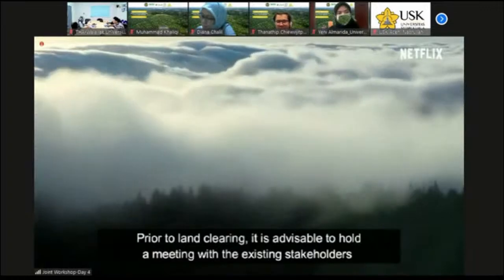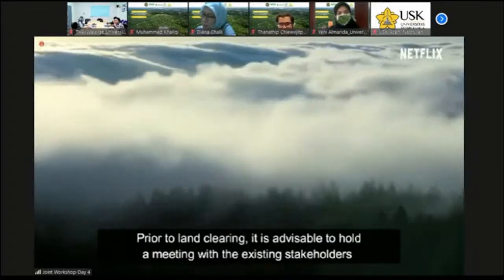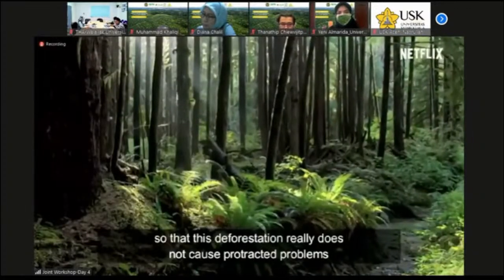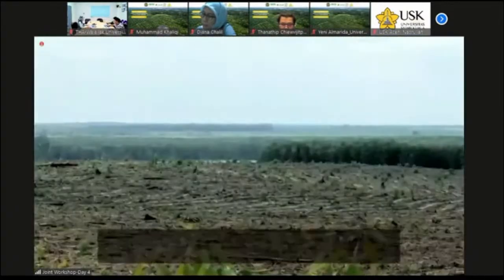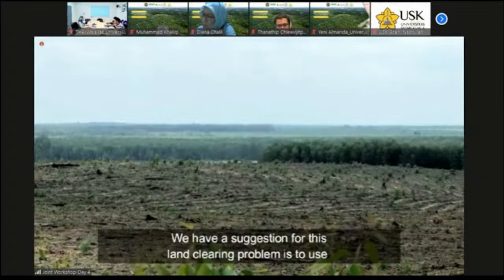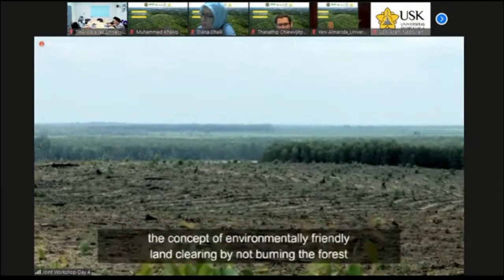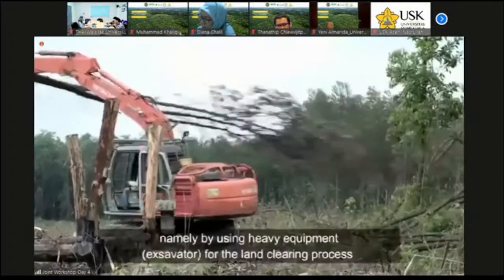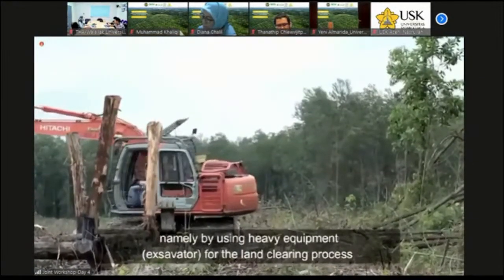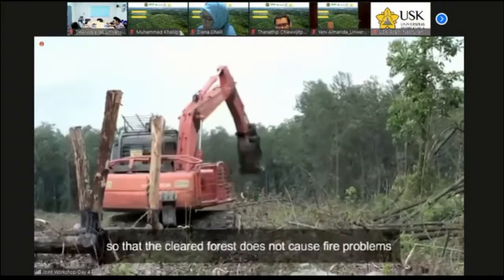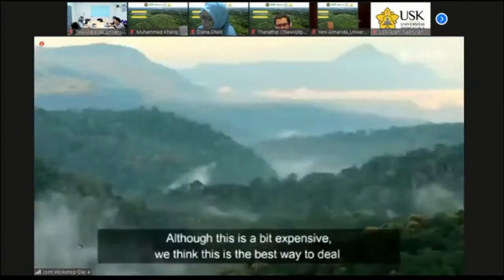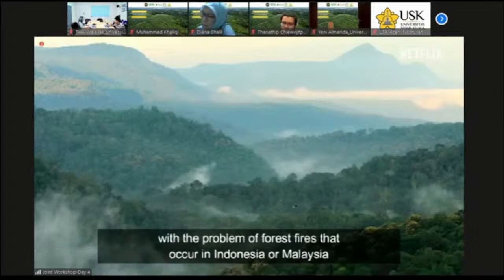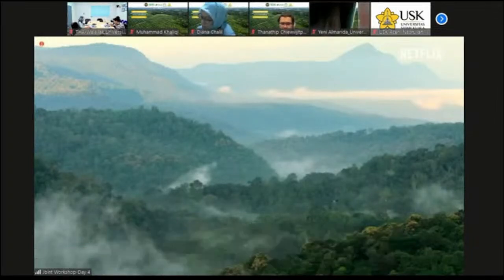Prior to land clearing, it is advisable to hold a meeting with the existing stakeholders so that this deforestation really does not cause prolonged problems. We have a suggestion for this land clearing problem: use the concept of environmentally friendly land clearing by not burning the forest, namely by using heavy equipment for the land clearing process so that the cleared forest does not cause fire problems. Although this is a little bit expensive, we think this is the best way to deal with the problem of forest fires that occur in Indonesia and Malaysia.